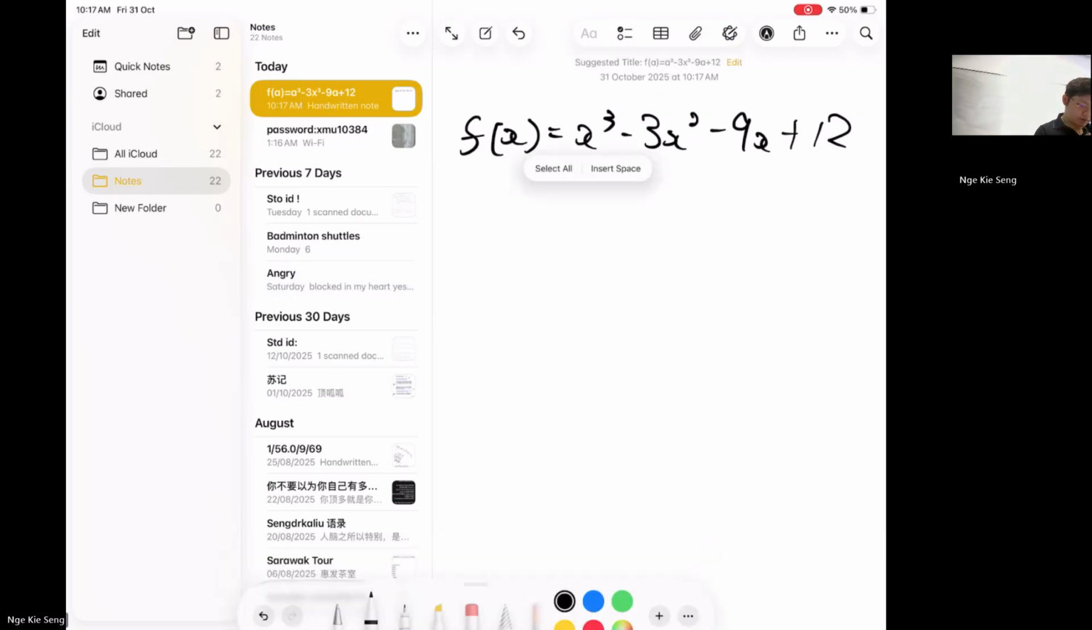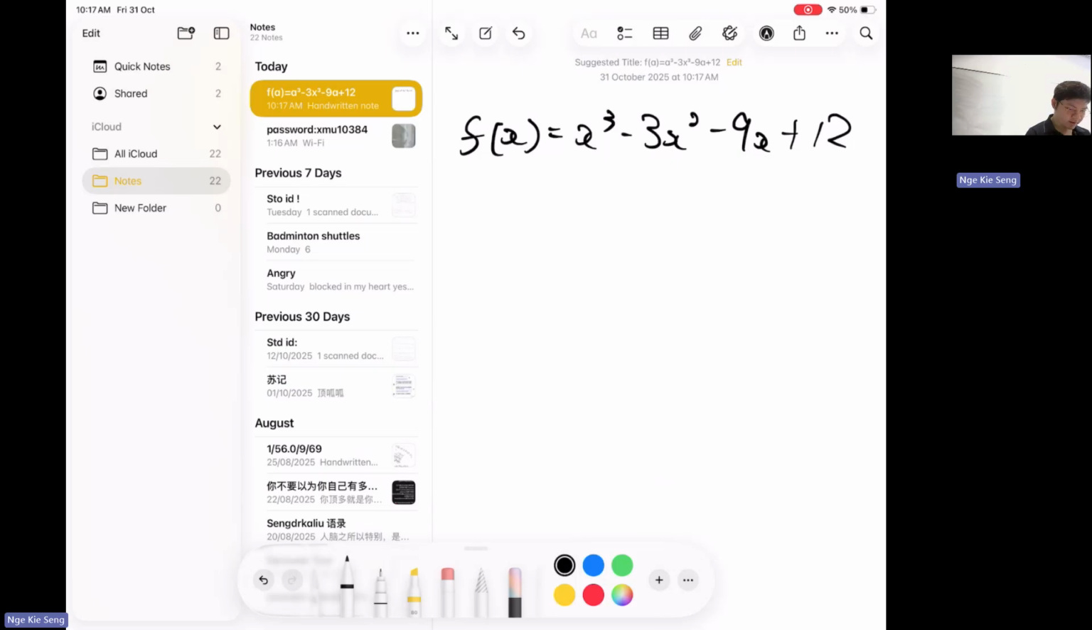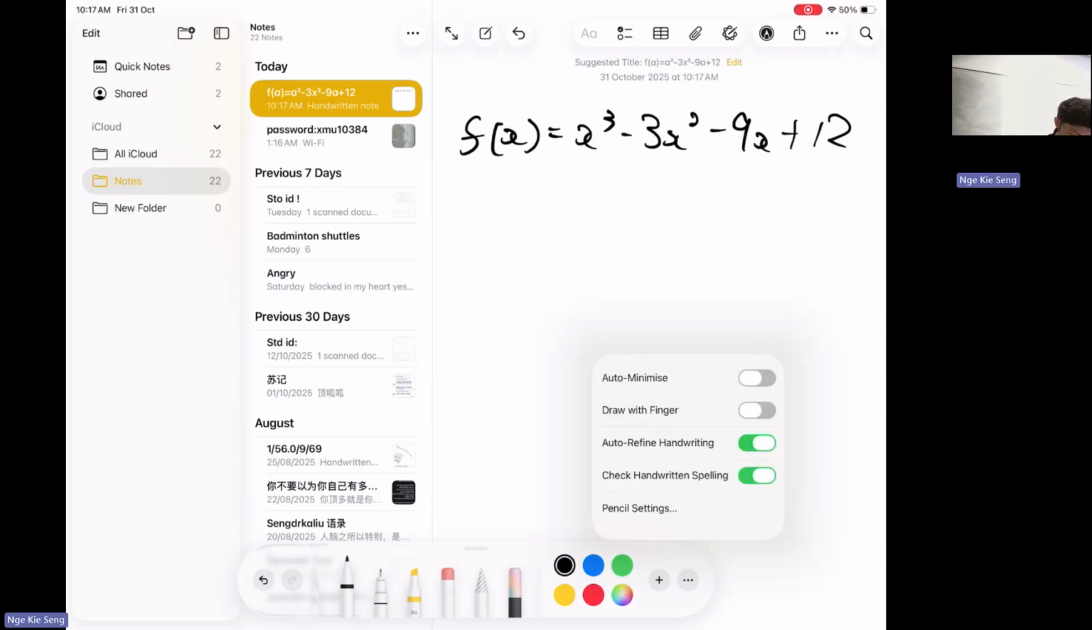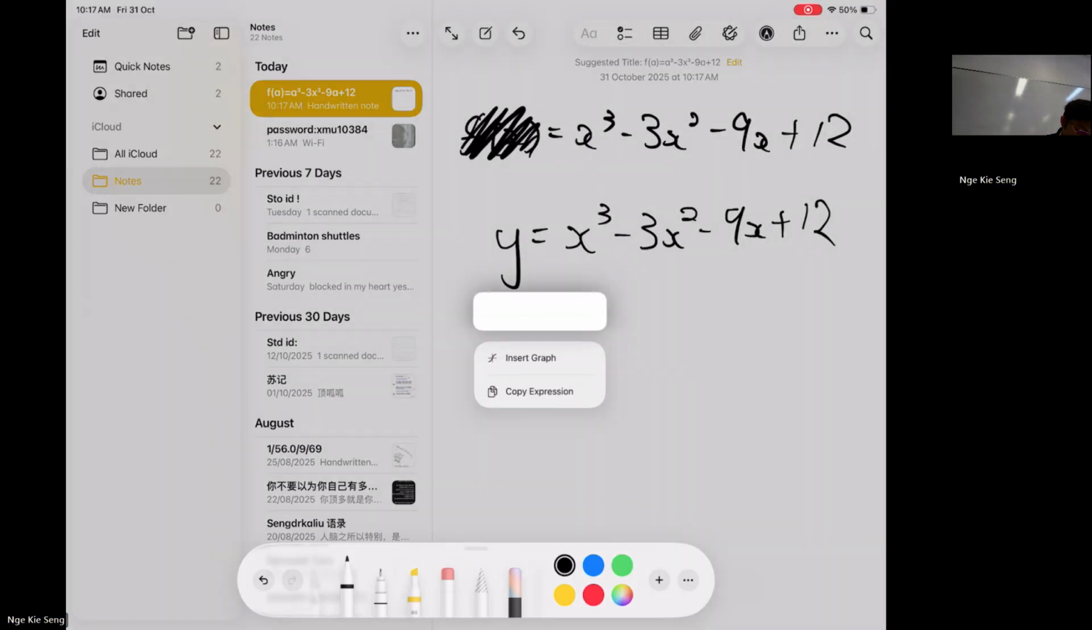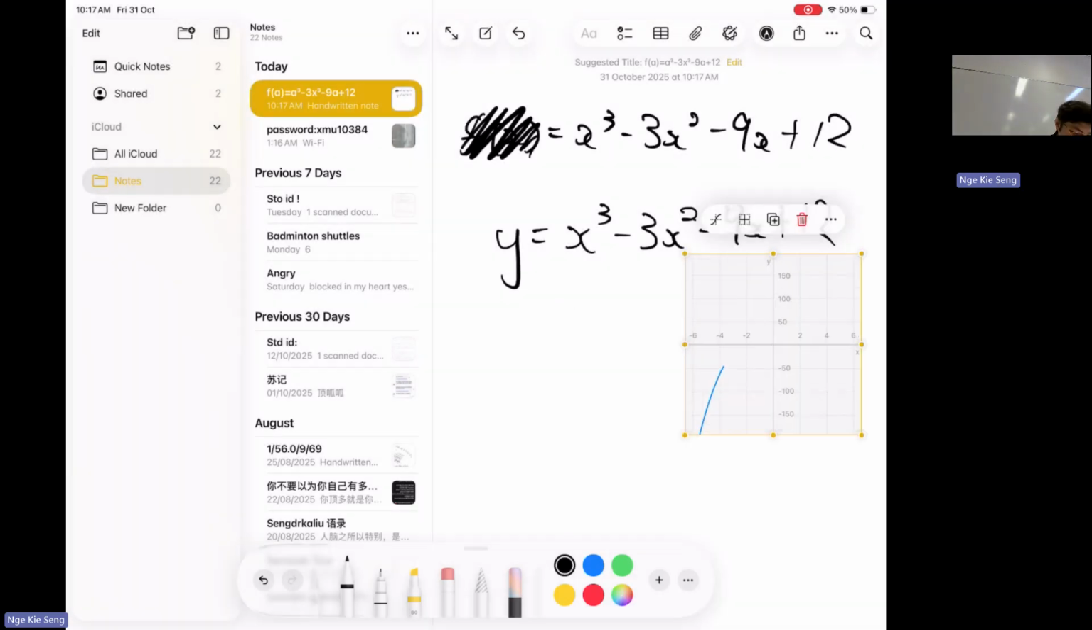Let's try. I seldom use this. Maybe the iPad needs y instead of f(x). Let's try. Yeah, so iPad doesn't recognize f(x). Okay, insert graph. So this is the graph.